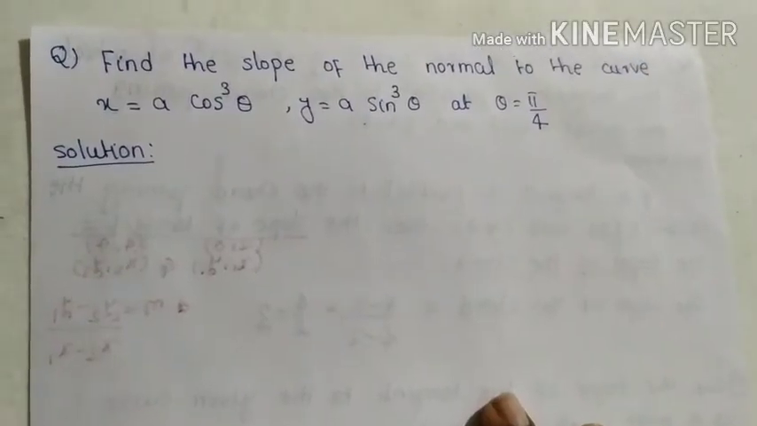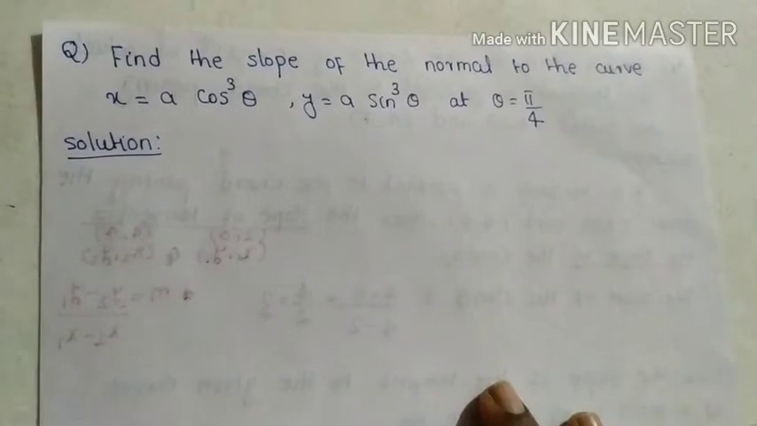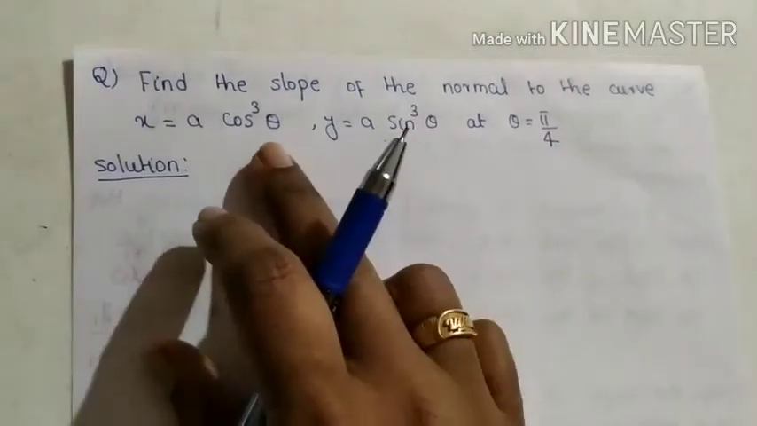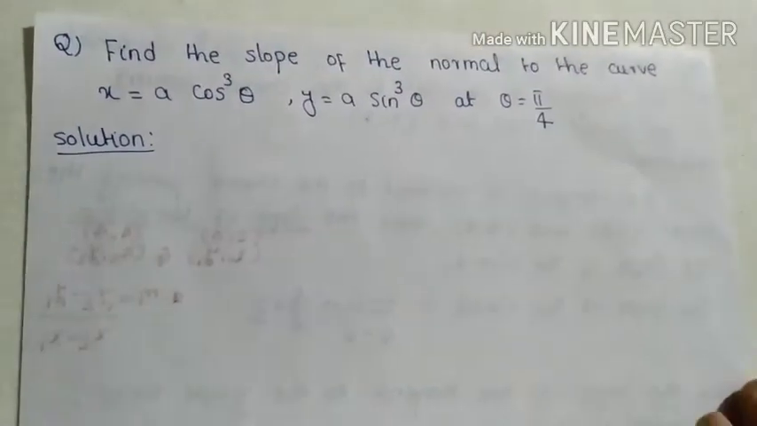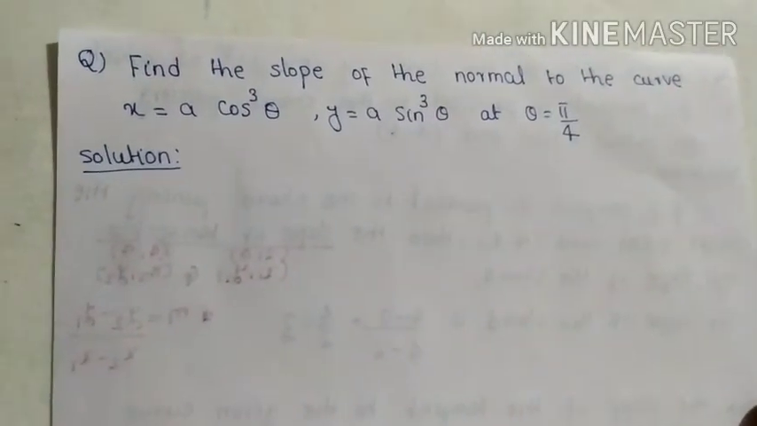This is our next question. Find the slope of the normal to the curve x equal to a cos cube theta and y equal to a sin cube theta at theta equal to pi by 4. So let's start the solution of this question.